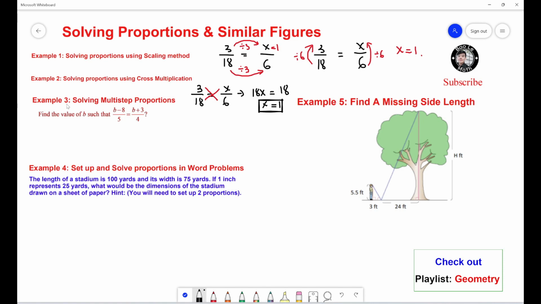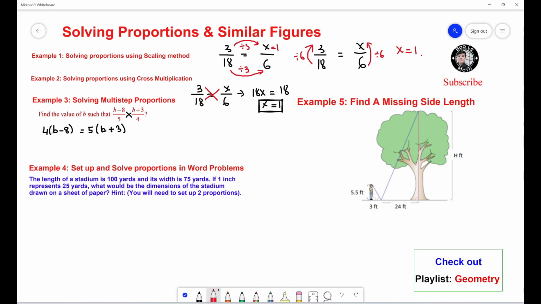Now, let's move on to example number 3. Solving multi-step proportions. Alright, so given the proportion right here, we need to find the value of b. Let's cross multiply like this. So we have 4 times parentheses b minus 8 equals 5 times parentheses b plus 3. A lot of students make mistakes because they forget to put parentheses. So make sure you know this.